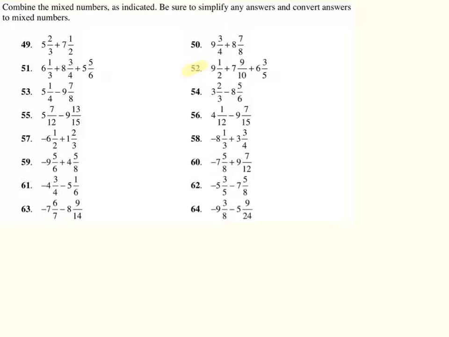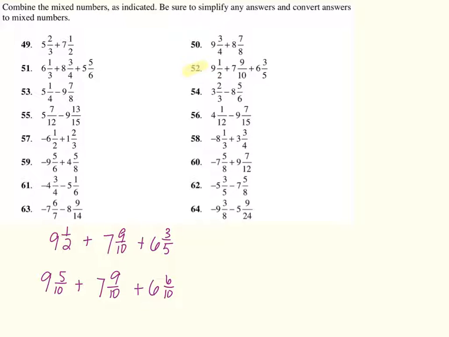Alright, last one in this addition sequence before you attempt the last 4 on your own. 9 1/2, 7 9/10, and 6 3/5. So what do you think the common denominator between 2, 10, and 5 will be? If you said 10, that is correct. So let's make our adjustments. 2 goes into 10 5 times, so 1 times 5 is 5. Keep this one because we didn't have to change it. 5 goes into 10 2 times, so 3 times 2 is 6.